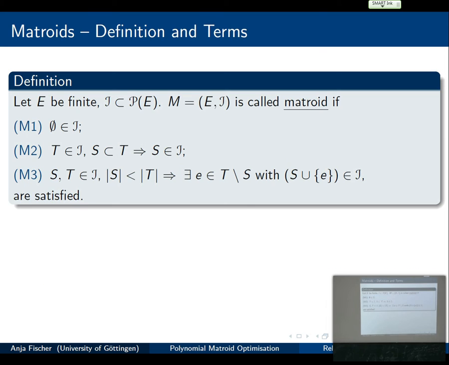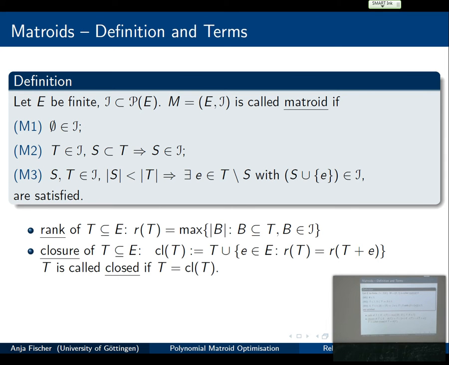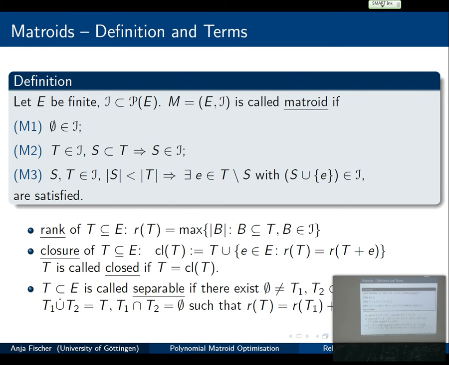Okay, but first, a short reminder of Matroids. I think you all know Matroids. We have an independent system and this nice exchange property. We will need the following terms. We will need the rank: the rank of a set is just the largest size of an independent subset. Then we will need the closure, just add all elements such that the rank is not increased. And then we need separability or non-separability, and a set T is separable if we can find a partition into non-empty sets such that the ranks add up, like this.